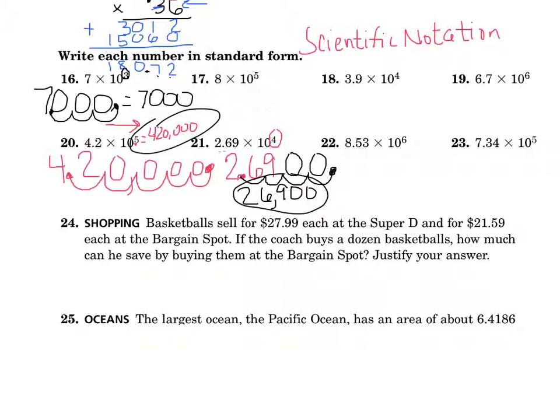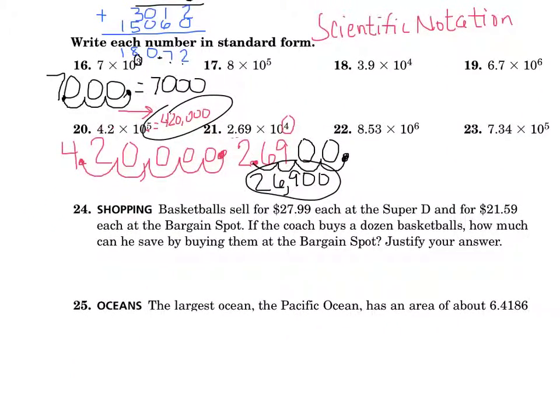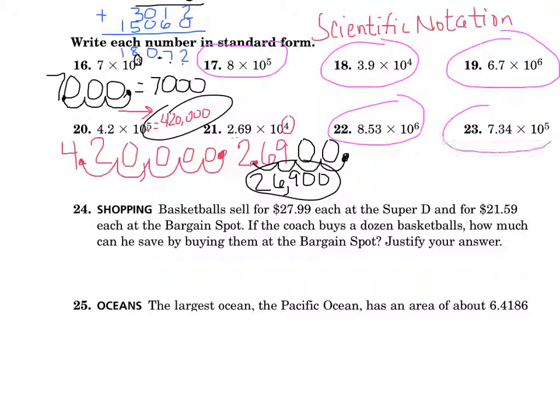Your job now is to do numbers, let's see, you've already done number 14 and 15. So now your job is to do 17, 18, 19, 22, and 23. Okay, 5 problems, and that's it. You're done.